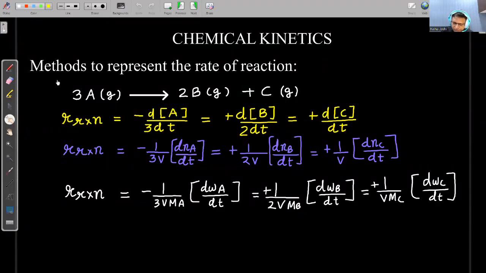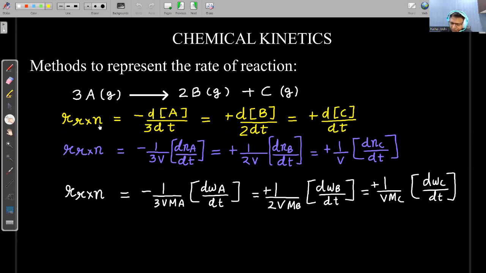So we are starting with methods to represent the rate of reaction. This is a balanced reaction in which all the reactants and all the products are in gaseous state. If I write the rate of reaction, this way of representation is known as relative rate, right?